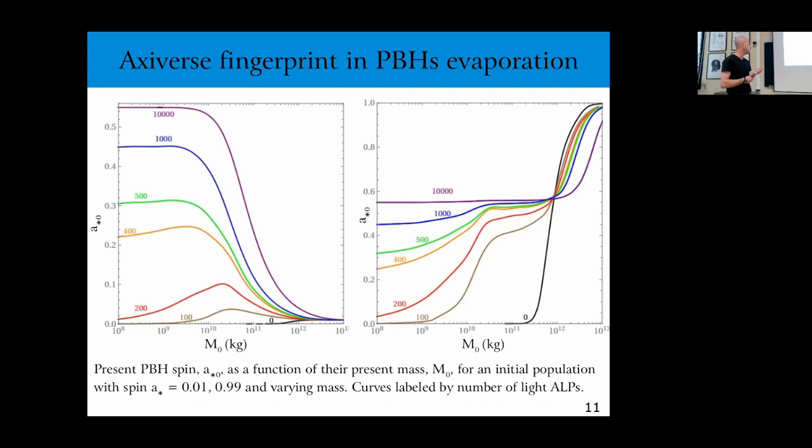As you can see from these two plots, they have the same behavior in the case of no presence of scalar particles in the underlying theory of particle physics, in the sense that for both cases at 10 to the 11, more or less, kilograms of today's black holes, their spin should be totally washed out. And finding just one black hole in this region or this region here would be a striking signal of the presence of many axion-like particles or many scalars in the underlying theory.